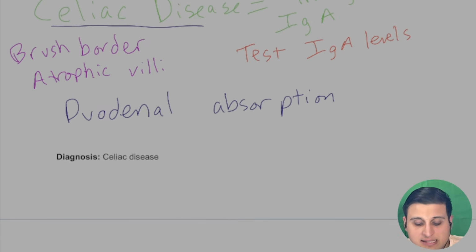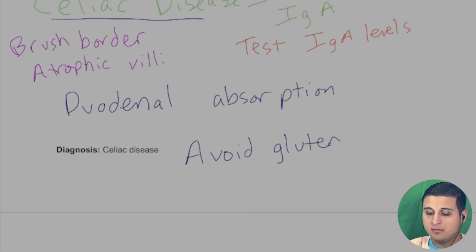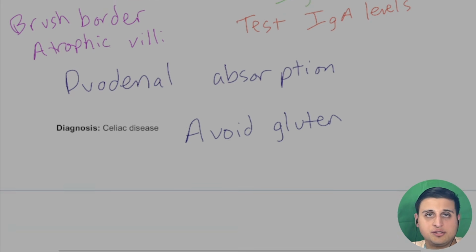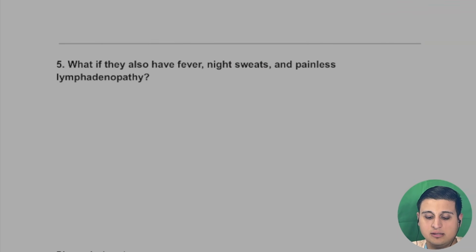So this is something like celiac disease, and treatment for them, just avoid gluten. That should fix everything, right? That should get them back to normal. Avoid anything that's going to cause the triggers. They should be good to go. It's a pretty convenient disease to be able to avoid nowadays.